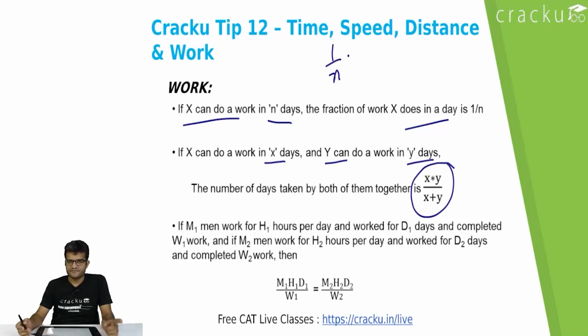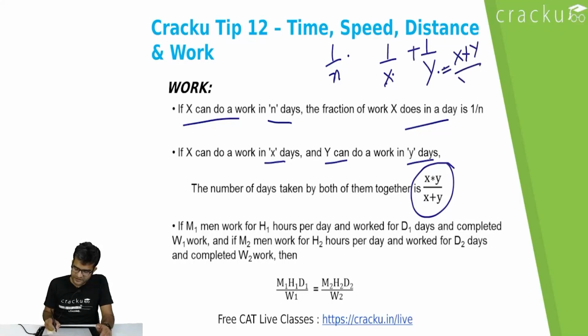That is because in one day, the fraction of work done by X is 1 by X. The fraction of work done by Y is 1 by Y. So in one day, the fraction of the work that they have completed will be 1 by X plus 1 by Y, which is equal to X plus Y divided by XY. This is the fraction of the work that they have finished. That is, you can say that suppose this equals 1 by 3. We are saying that they have finished 1/3 of the work in one day. So the number of days that they take will be the reciprocal of this, which is X into Y divided by X plus Y.